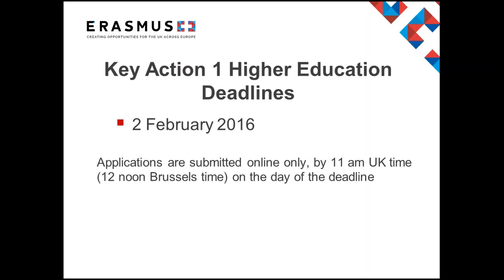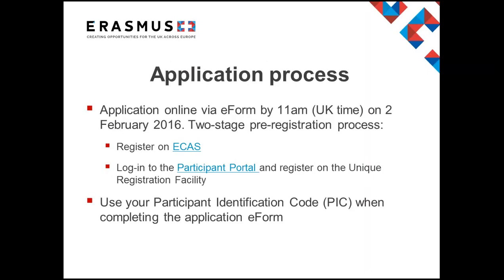For Key Action 1 Higher Education, there is only one application round. The deadline for this is the 2nd of February 2016, 11 o'clock UK time. The application is online via an eForm which has to be submitted by 11 o'clock on the 2nd of February 2016. There are two stages of pre-registration process.